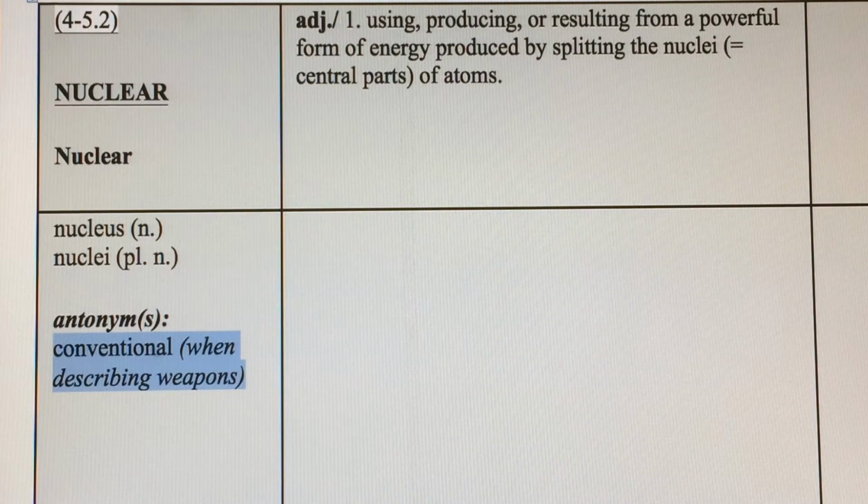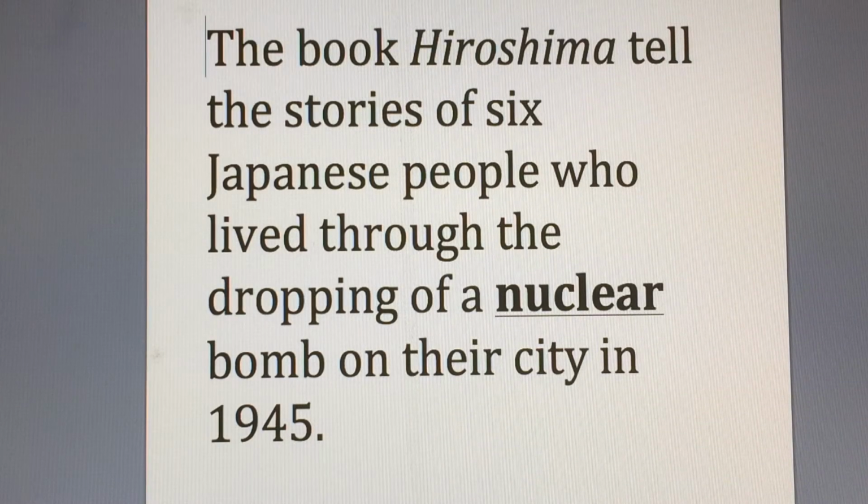Okay. So again, write an original sentence using nuclear as an adjective, and be sure to include an illustration. And happy studying.